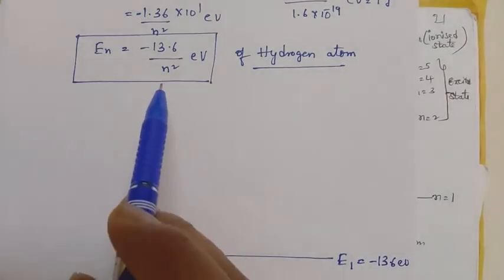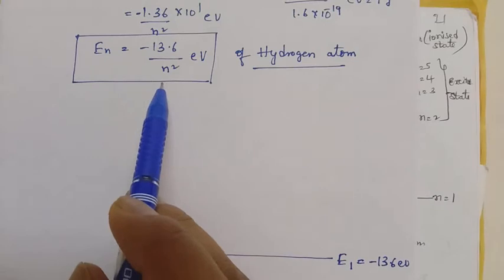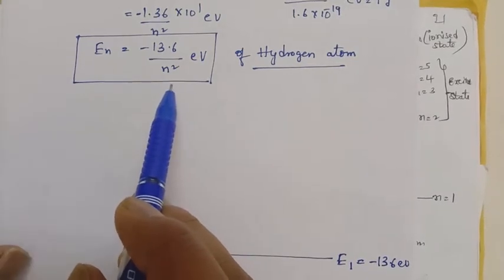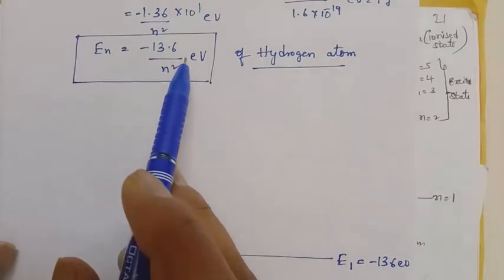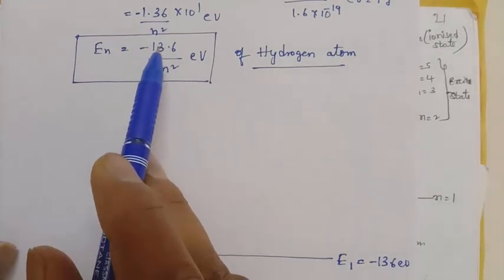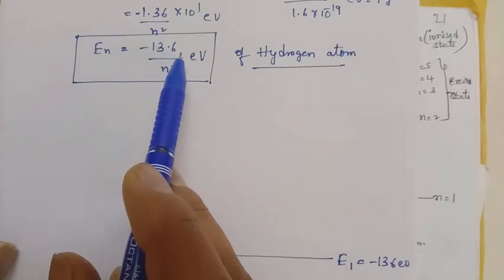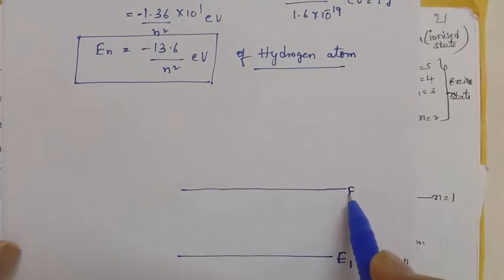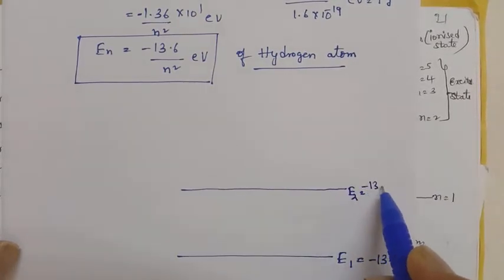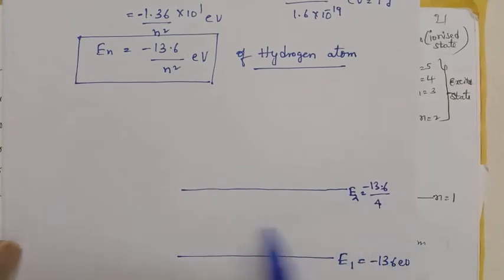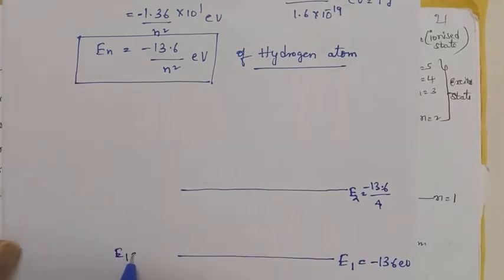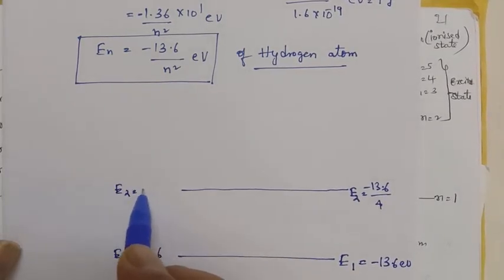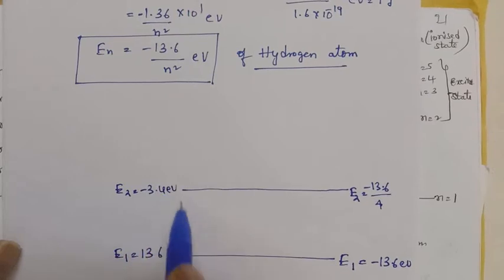Then n is equal to 2 means divided by 4. What value are we getting? The energy level value is around minus 3.4. 4 3s are 12 and 4 4s are 16. That means minus 3.4. The energy level E2 is minus 13.6 upon 4. So E1 is equal to minus 13.6 and E2 is equal to minus 3.4 electrovolts.